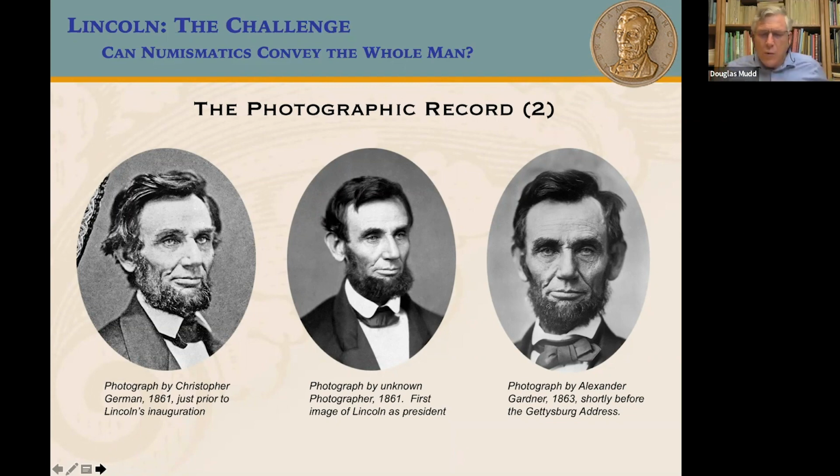Even though with the early photography, you had to be very still. So it's very hard to capture people smiling because you can't hold a smile as well as you can hold a neutral face. But even with a neutral face, you can see his image has different elements to it.